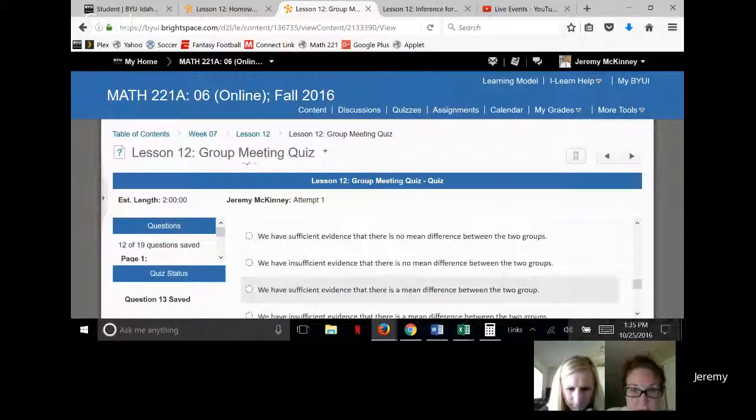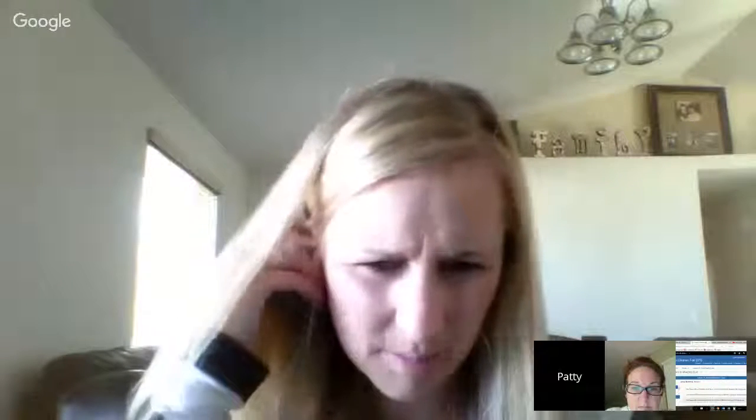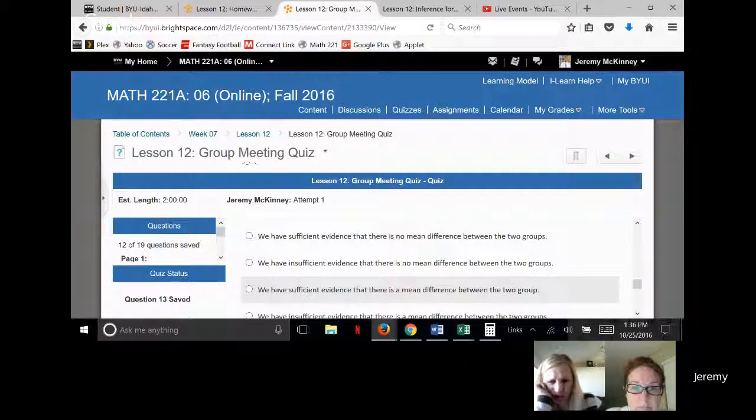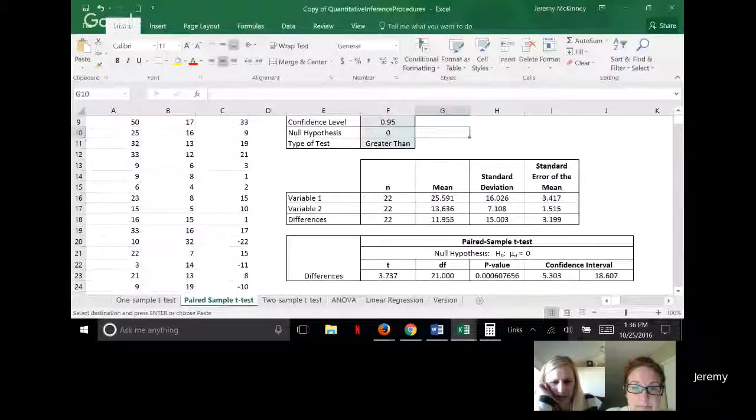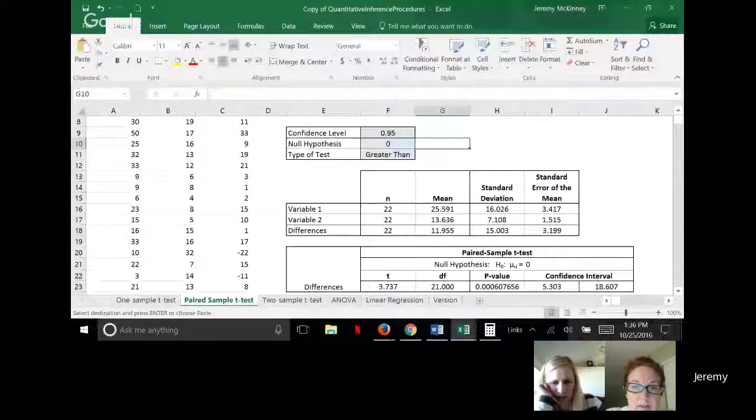I think there is sufficient evidence. I'm trying to figure out what the difference in some of the words are. Oh, so I think, is it that there is no mean difference? Because the p-value was exactly the same. Nothing else changes but the p-value, right? Right.